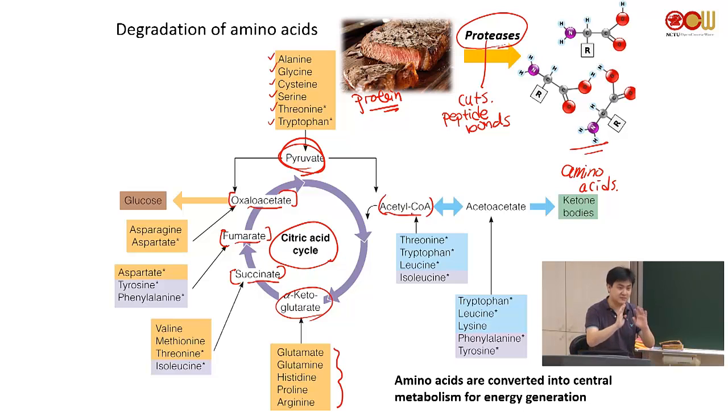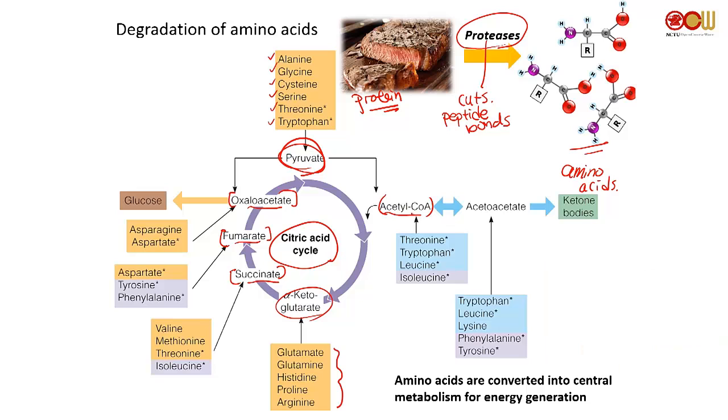But the key message here is that all amino acids are going to get degraded into central metabolites. So we're going to have pathways that convert all of these amino acids into central metabolites. Okay? Key message number one.